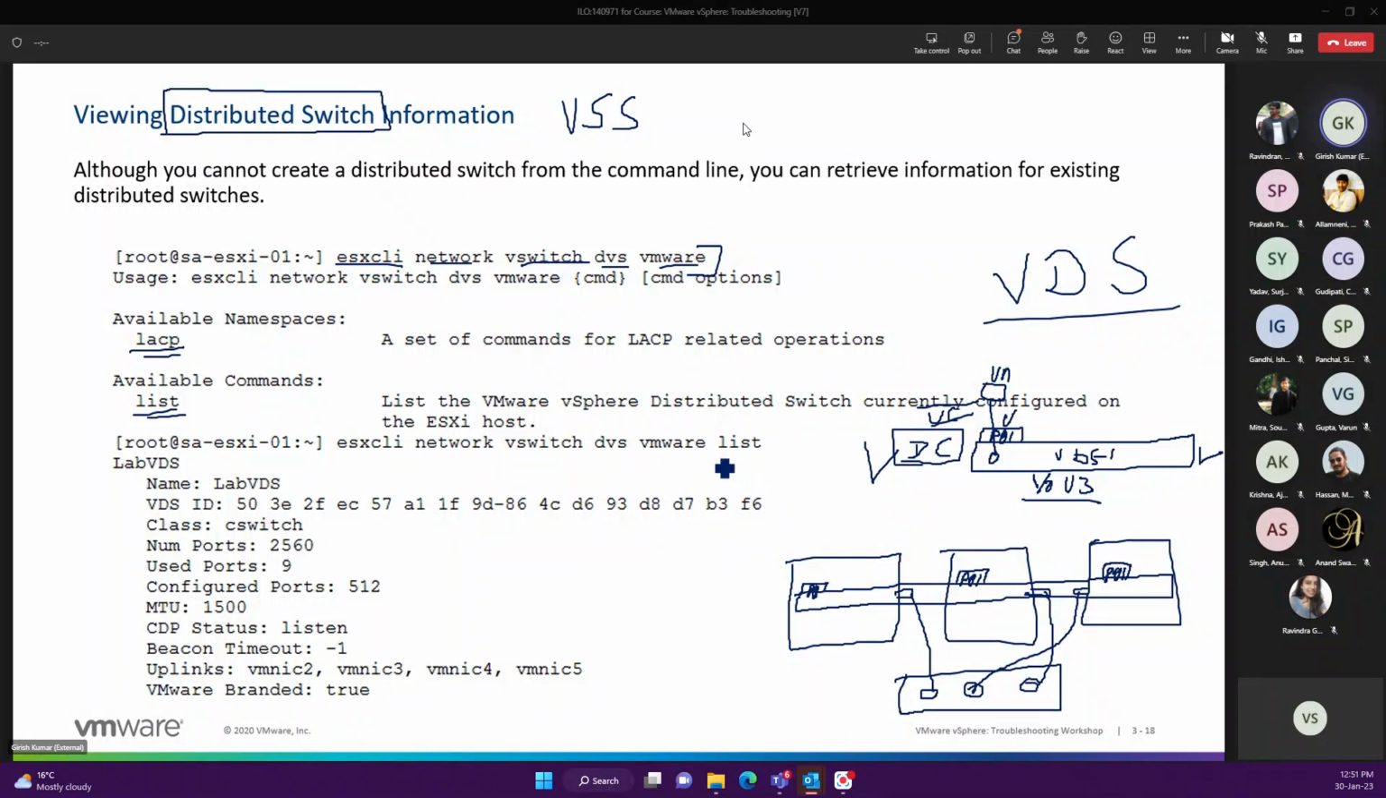And if you see here, we are using list, and it will show you the single distributed switch you have: the name of the distributed switch, its ID, the number of ports available, used ports, and a lot of information, such as how many uplinks are connected to it. All that information is shown once you run this command. But if you want to create, that's not possible. For that you need vCenter Server, but you can create directly through commands a standard switch, not a distributed switch.